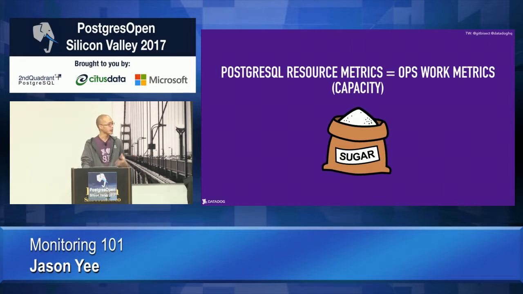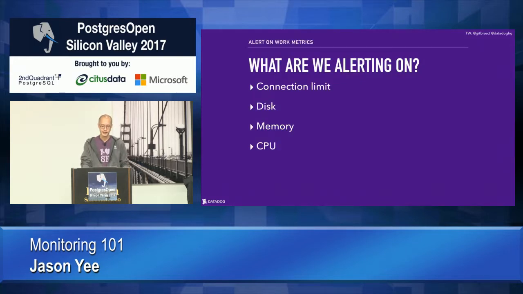As I mentioned, our team does both the server management and the Postgres, so those resource metrics do become their work metrics, but those they've titled capacity. So on this, we are alerting more on those traditional resource metrics, things like connection limits. Are we saturating the pipes and people can't actually connect to Postgres? You want to be monitoring for things like disk, ensuring that you have disk and memory and CPU that are all available.